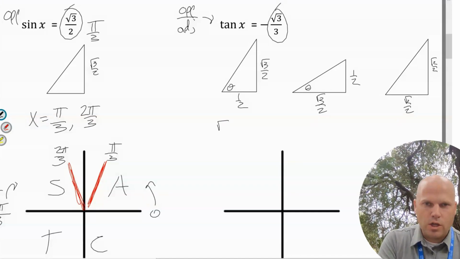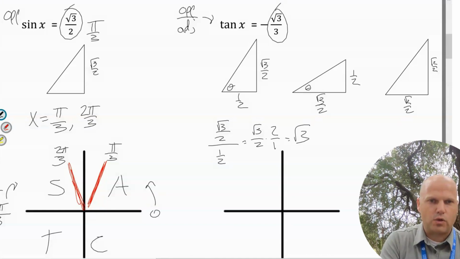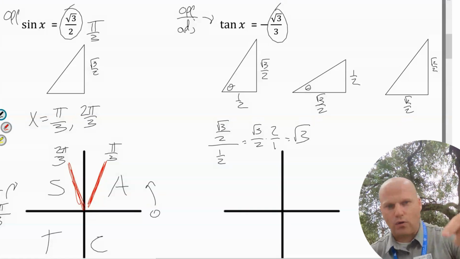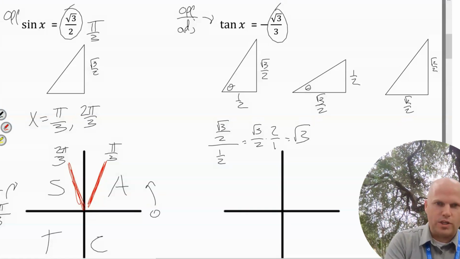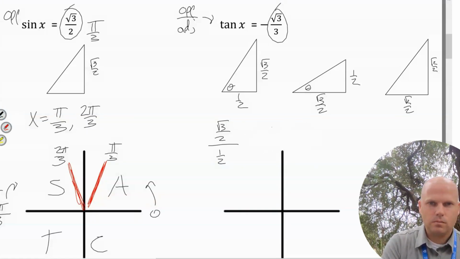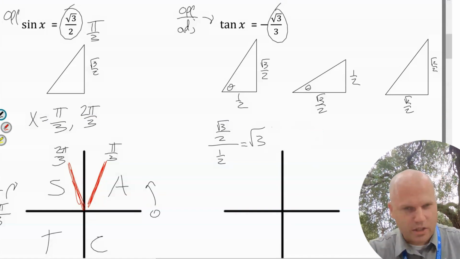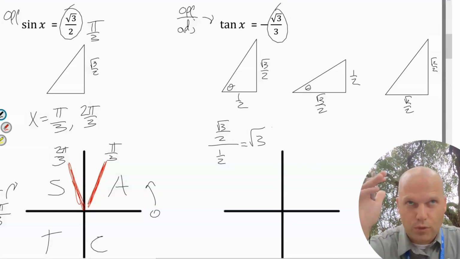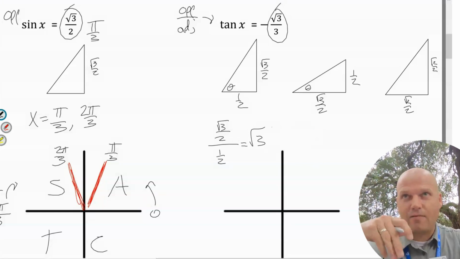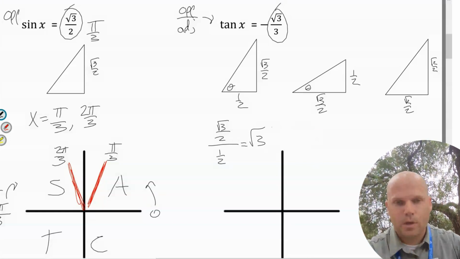This one, the O over A, ends up not working. You'd get root 3. That's not root 3 over 3. So this one, and after you do tangents enough, you know, like you have root 3 over 2 in the top and a half in the bottom, that the 2's will cancel.